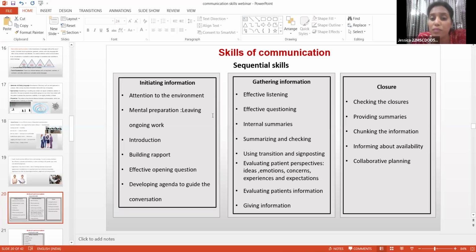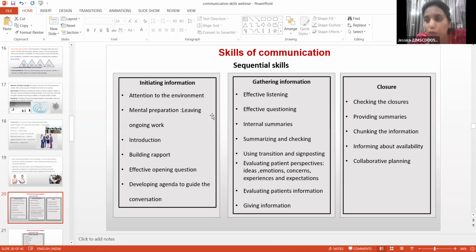Evaluating the patient's perspectives: what the patient is trying to say, the ideas of the patient, why he is saying that, the emotions with which the patient is talking or coming, the concerns the patient is having, his past experiences, and ultimately the expectation. So IECEE is something which we really need to evaluate while we are interacting with the patient.